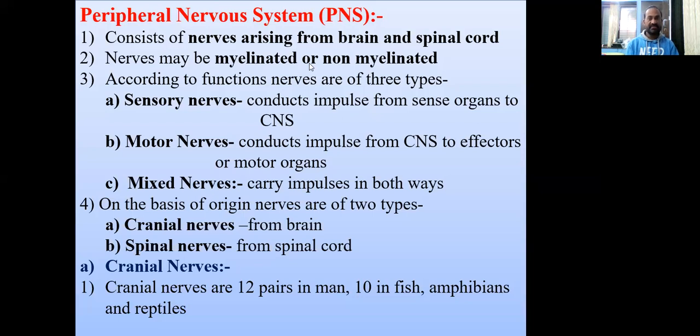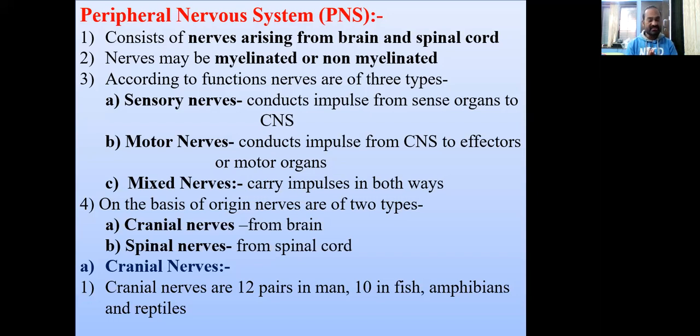Okay. Then if you move further and see, according to the functions, I have already told you during the discussion, when any impulse or information from the sense organ is brought into the CNS, from the receptor organ to the CNS, the information is coming in. When that information is coming in, we call it sensory. And the nerves that bring information from the surroundings, from the sense organ to the CNS, are called sensory nerves.